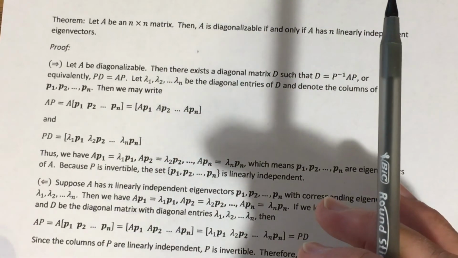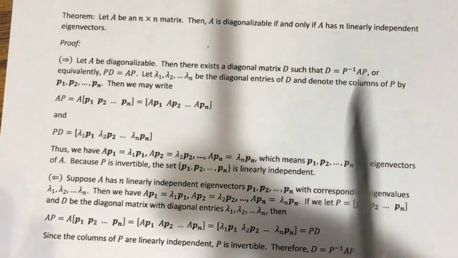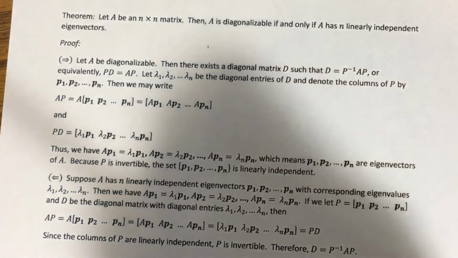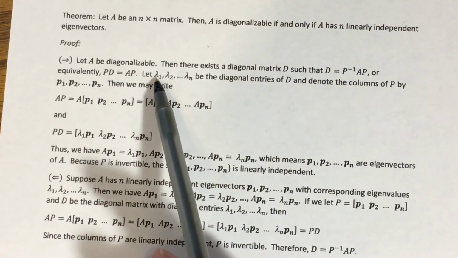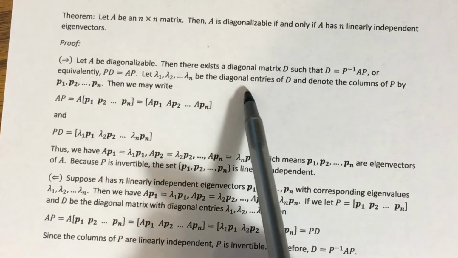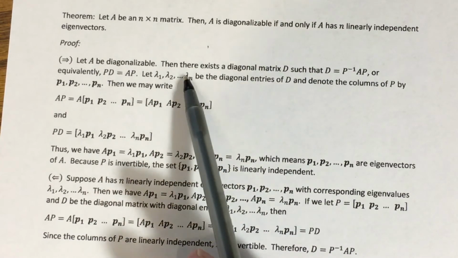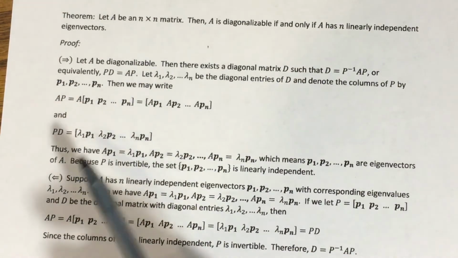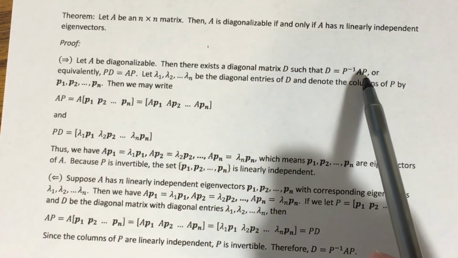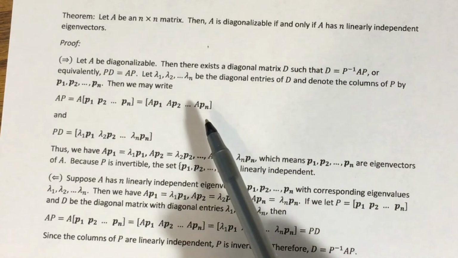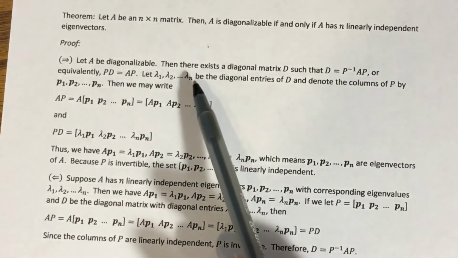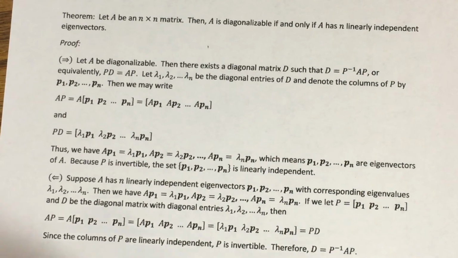Now what I'm going to do is be a little bit more specific about what each of these matrices look like, P and D in particular. Let lambda 1 through lambda n be the diagonal entries of D. There would be n of them because, like we said before, if A is an n by n matrix, then so should be P and D. That would imply that D has a total of n diagonal entries as well, one for each row.